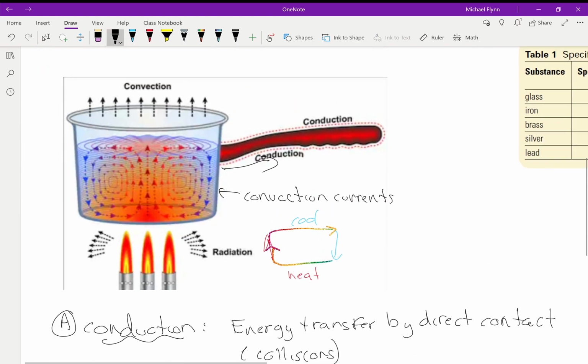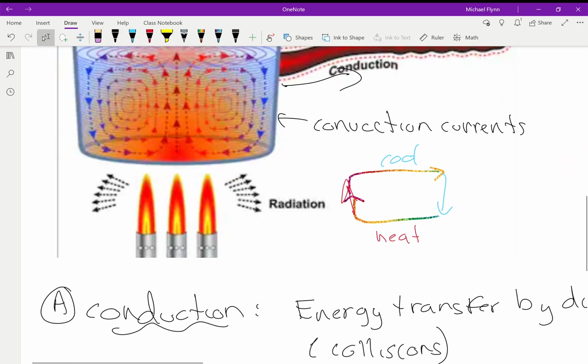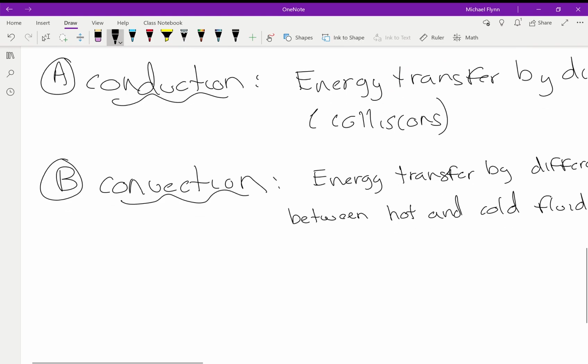All right, now finally, radiation. Now radiation is light, so this is light energy, okay? The hot air above the flame rising up to heat the pot is convection, but radiation, the light itself coming from the flame, that is radiation.